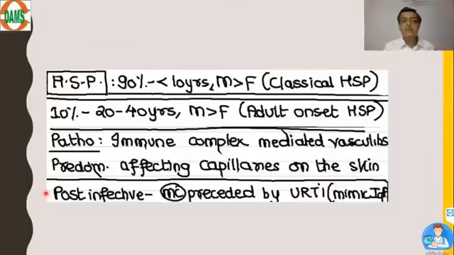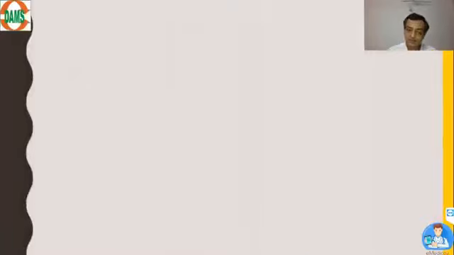Okay. So Henoch-Schonlein purpura: 90% in children, 10% in adults. It is an immune complex mediated disease affecting small vessels, especially capillaries on the skin. Majority of cases are post-infective, most commonly preceded by an upper respiratory tract infection. That is why it mimics IgA nephropathy, right?